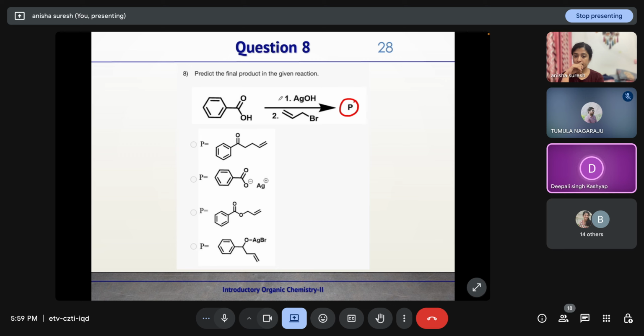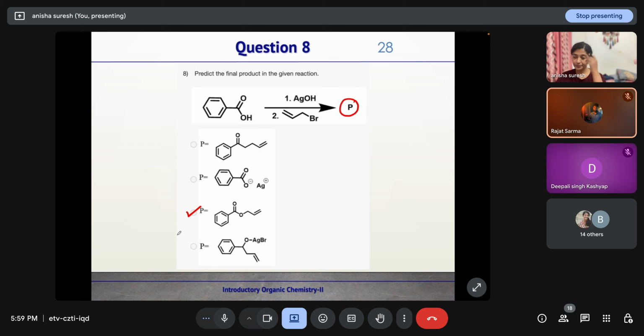Ma'am, is it option C? Option C will be the right answer. So we will see what is happening here. This AgOH is acting as a base. OH minus will be formed and it will be acting as a base.